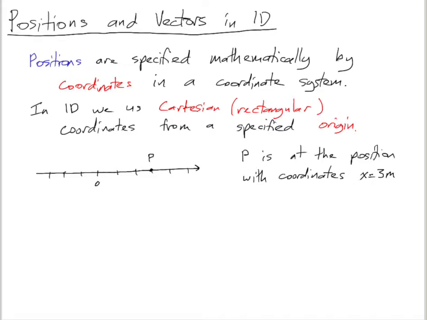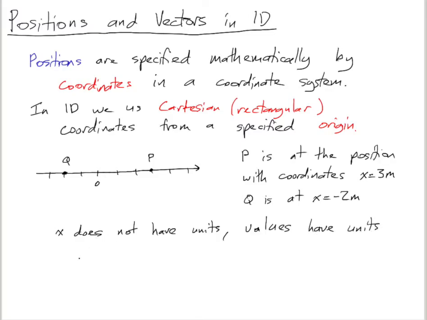If we take another point, Q sitting out here to the left of the origin, then we can say that Q is at the point with coordinates x equals -2 meters. Note that x as a measurement does not have units. Instead, values have units. So in this case, we can say that x equals 3 meters, or x equals 300 centimeters, or x equals 9.8 feet, and these are all in fact describing the same position in this coordinate system. We shouldn't say things like x is measured in meters. We also shouldn't say things like x equals 4 without any particular unit attached to it.